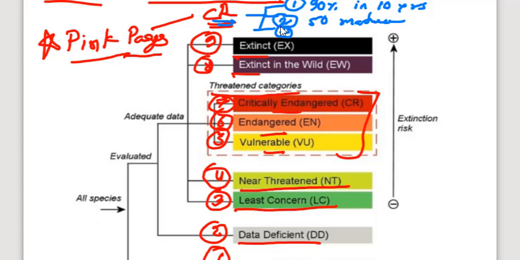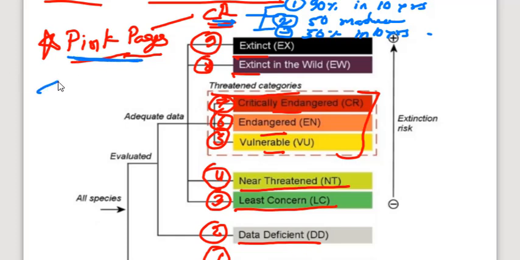Third factor for making it critically endangered: probability of extinction in the wild at least 50% in 10 years. Means in the coming 10 years, the 50% will be eliminated. So these three criteria are considered for the critically endangered. I hope you understand. The first important word here is the pink pages.